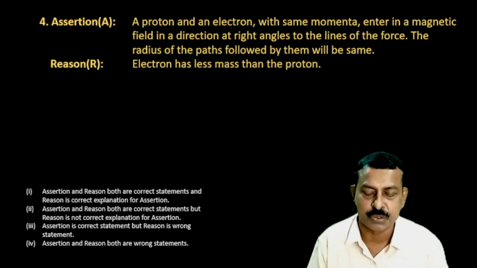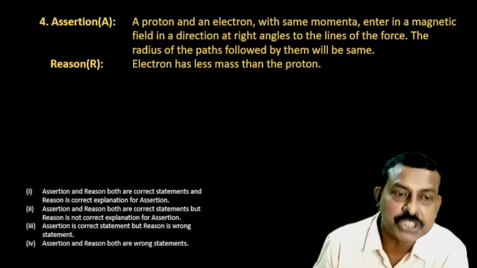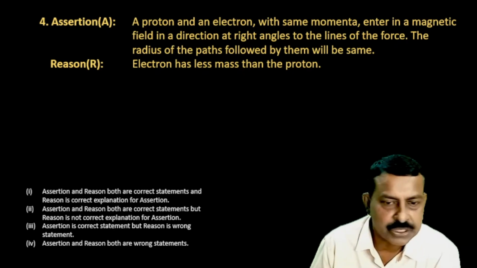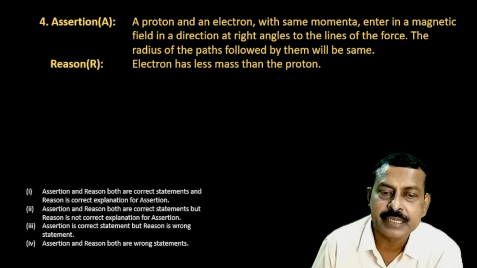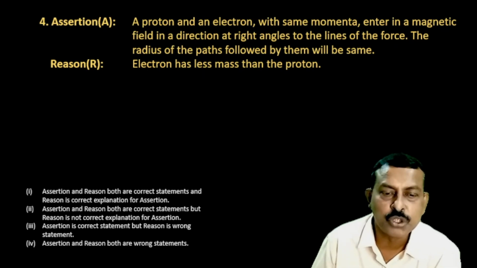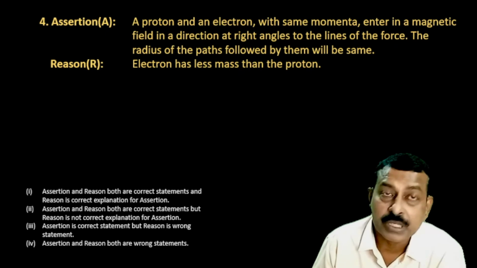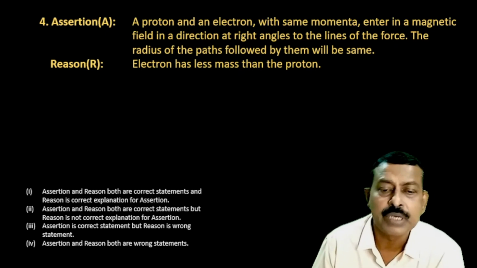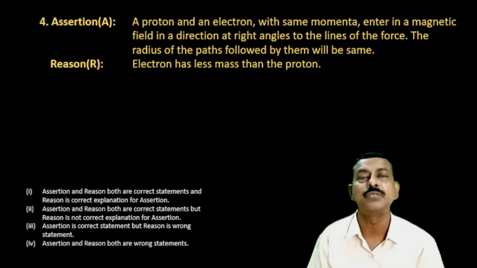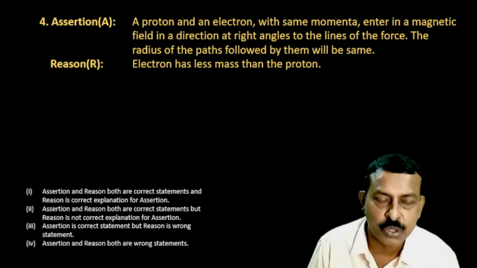Let's take the next question. Now the next question again has the same options. First, both true, correct explanation. Second, both true but not the correct explanation. Third, assertion is correct, reason is wrong, false. And the fourth, assertion and reason both are false.